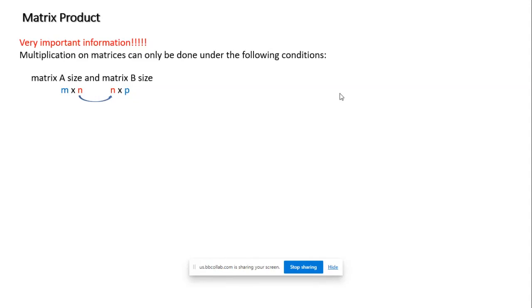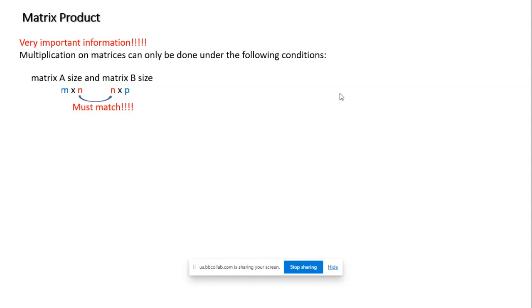You have to meet this condition. If this is not met, then you say it's impossible, cannot multiply these matrices together. So again, in order for us to multiply two matrices together, the columns of the first matrix have to equal the number of rows of the second matrix.